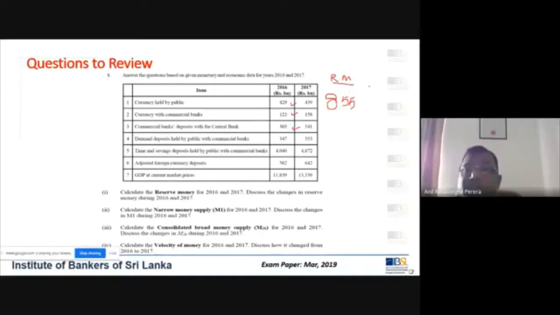Then 2017, this is 2016. 938 billion. If you add up these three components for 2017, you get 938 billion. Discuss the changes in reserve money during this period. What has happened to reserve money during this period?